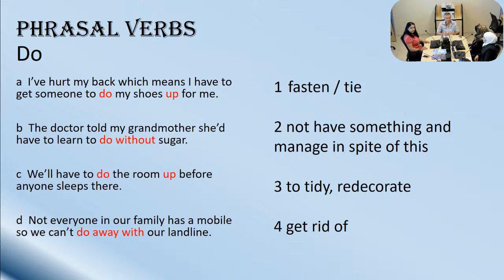Number 2, the doctor told my mother she would have to learn to do without sugar. Do without means not having something and managing in spite of this. Number 3, we will have to do the room up before anyone sleeps there. Do up means to tidy or decorate. So we have two meanings for do up: either to fasten or tie, or to tidy or decorate. Okay. Number 4, not everyone in our family has a mobile, so we can't do away with our landline. Do away with means get rid of.